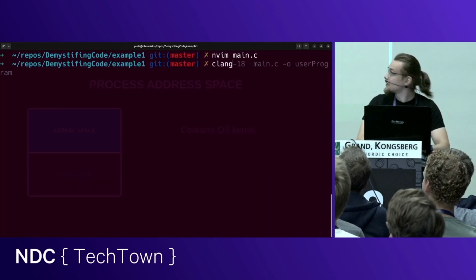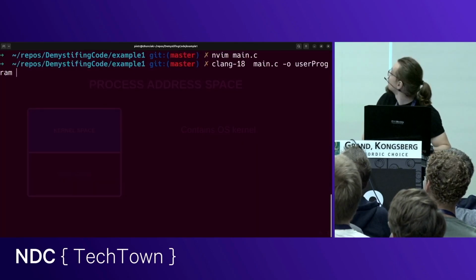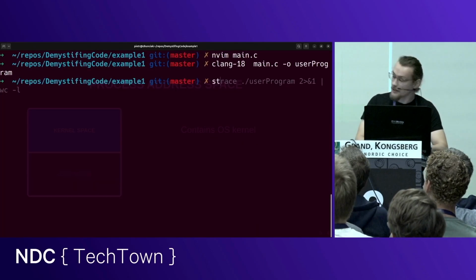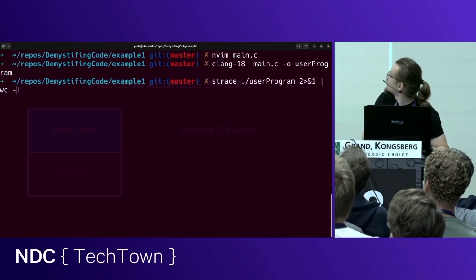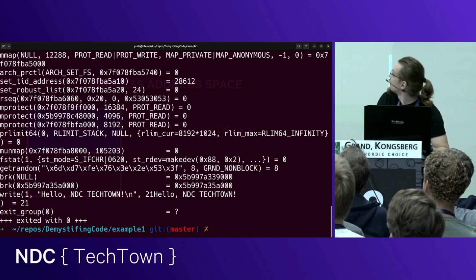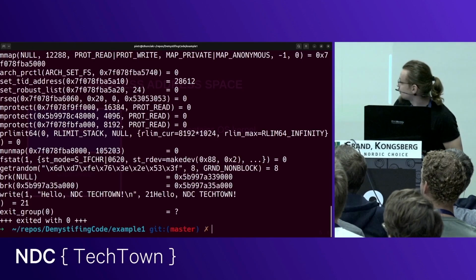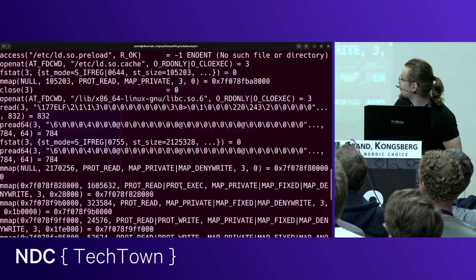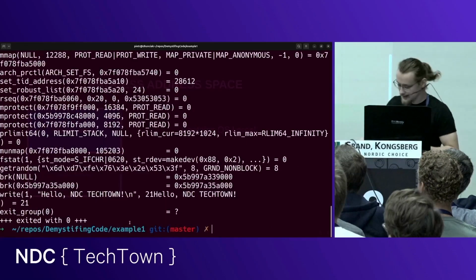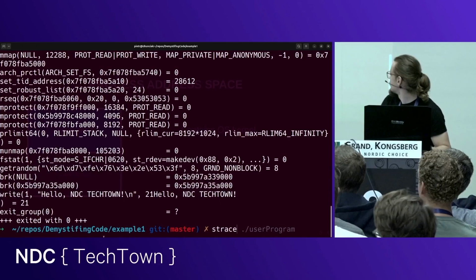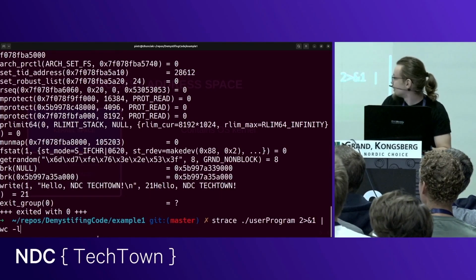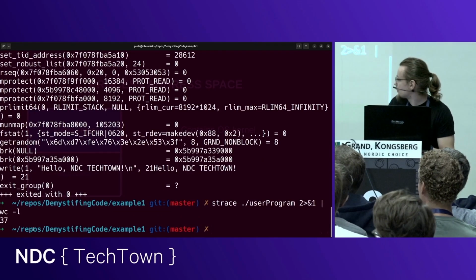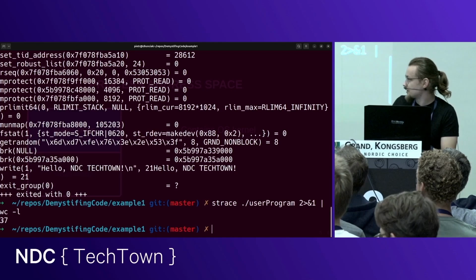So I compile it, and then I use strace like this, and it will show me all the system calls that my program is doing, which is quite a lot. I can count it with strace piped to wc -l, so it's 37 calls.